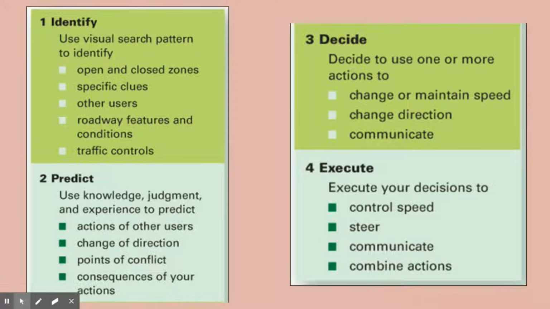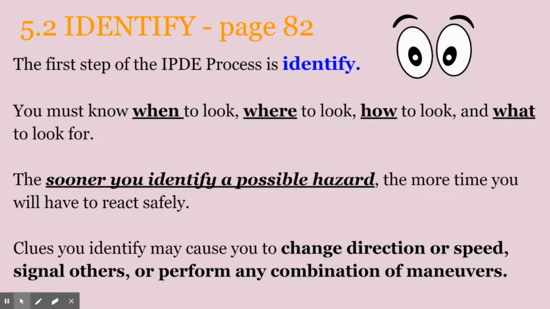We are going to use knowledge, judgment, and experience to predict actions of other users, change of direction, points of conflict, and consequences of your own actions. Then we need to decide to use one or more actions to change or maintain speed, change direction, and communicate. The final step, we will execute your decision to control your speed, steer, communicate, and combine actions.